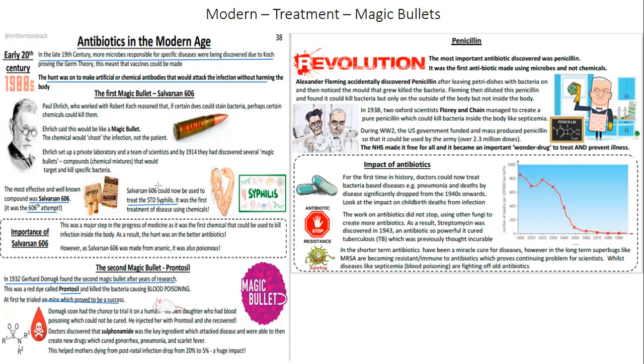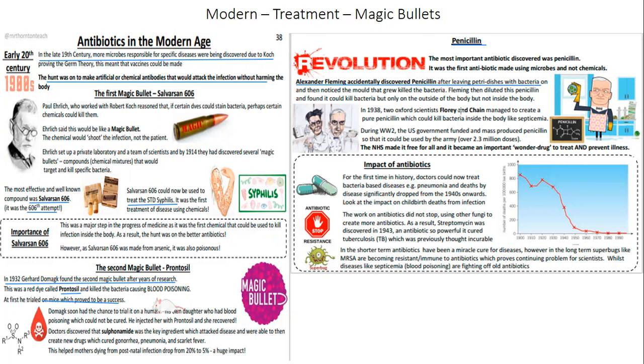The most impactful bacterial antibiotic is this one here, penicillin. It was the first antibiotic made using germs, bacteria, and not chemicals. And it was made by 3 individuals. The first individual was Alexander Fleming. The second 2 individuals were Florey and Chain. And Alexander Fleming accidentally discovered penicillin after leaving Petri dishes with bacteria on them and noticed that a mold grew on it that killed a bacteria known as Staphylococcus.